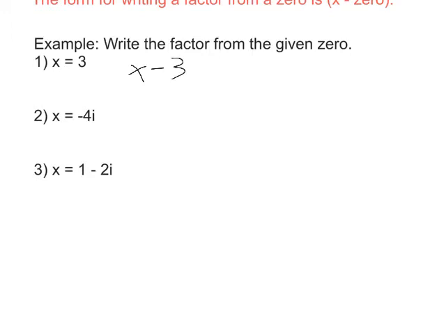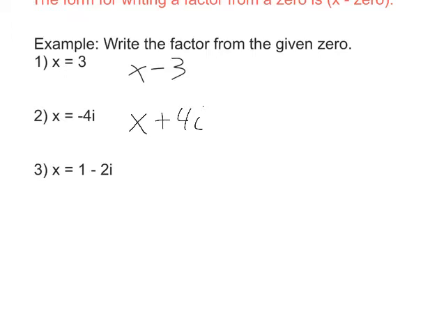If we look at example number 2 right here, our zero is the imaginary number negative 4i. And in this section of 3.4, we're going to deal with a lot more imaginary zeros than we have seen up to this point. So what you do in a case like this is the same thing we did for the 3. You just do x minus that zero. Well, the zero is already a negative 4i, so the minus and the negative come together, and that becomes a plus. Because if you're subtracting a negative, that's the same thing as adding a positive, okay? So our factor for that one is x plus 4i.